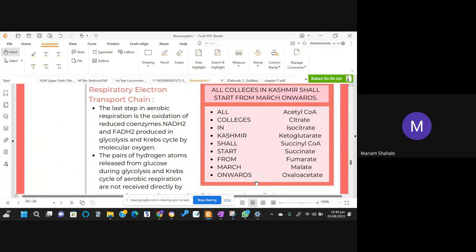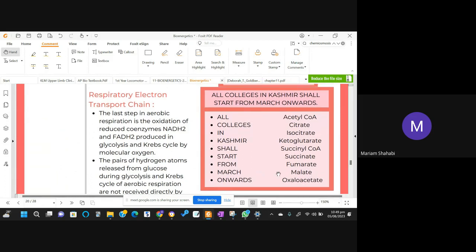Here the first substrate in the pathway, actually we started from acetyl-CoA at the end. Acetyl-CoA, citrate, isocitrate, alpha-ketoglutarate, succinyl-CoA, succinate, fumarate, malate, and oxaloacetate.